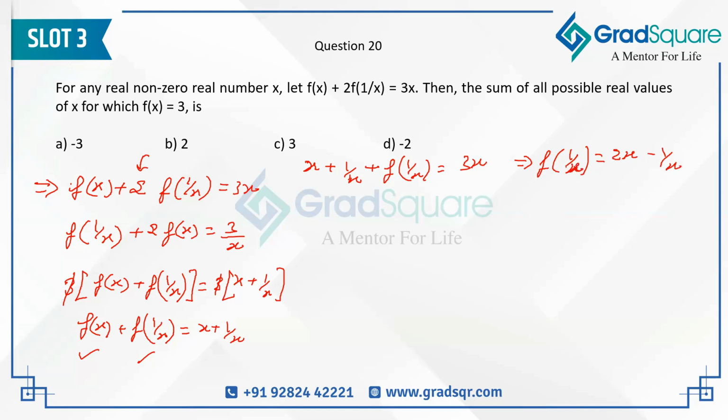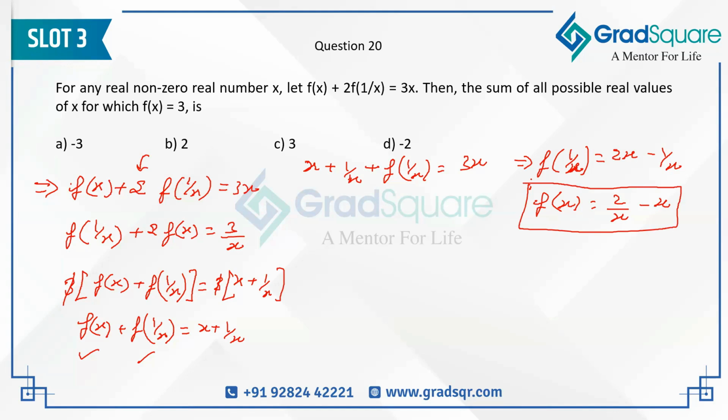Now, if I've got f of 1 by x, replace this 1 by x with x. What will you get? f of x will turn out to be 2 by x. In place of x, we are putting 1 by x. So over here, what will you get? You will get x. So f of x is turning out to be 2 by x minus x.